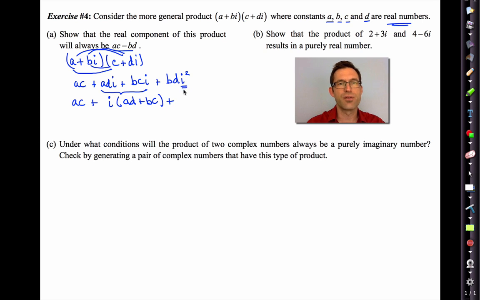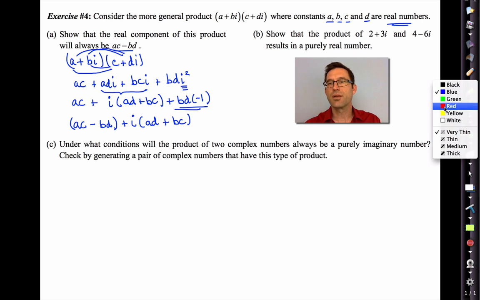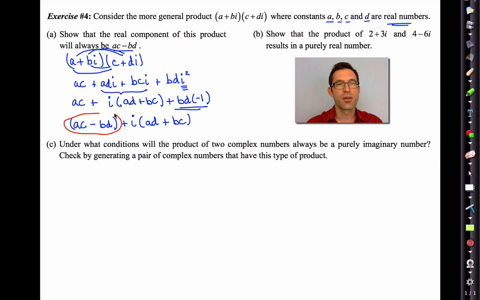And then every single time, I'm going to put in a negative 1 for i squared. But that means I can rewrite this as a times c minus b times d, and I'm going to put that in parentheses, because I can, associative and all that, plus i times (ad plus bc). That means this is the real component, because it's not multiplying i. And that's what we were supposed to show. The real component is a times c minus b times d.